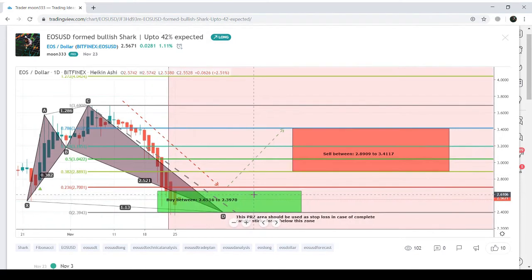So we can see the price action is completely entered in the potential reversal zone. Now this candlestick is moving sideways. So the price action will take the bullish divergence very soon within next 7 days from this area up to this area. And this is the projection of C to D Fibonacci from 0.382 up to 0.786 Fibonacci. So this trade has the potential to give up to 42%.